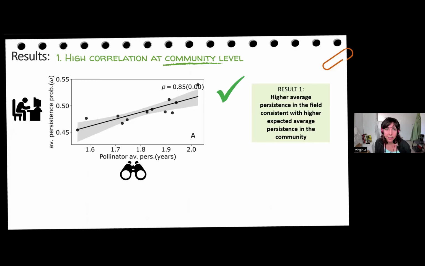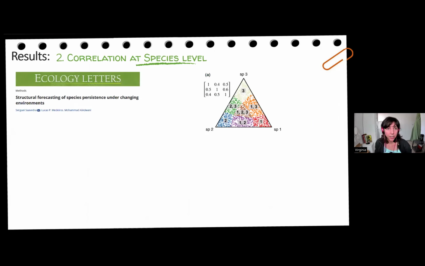And what we see is that there is a high correlation between the expected persistence by the model and the observed persistence in the field, the empirical one, at the level of the whole community at least. So this means that the sites where the model predicts that species are on average doing better, we see that they are more persistent in the field, that they are actually doing better.